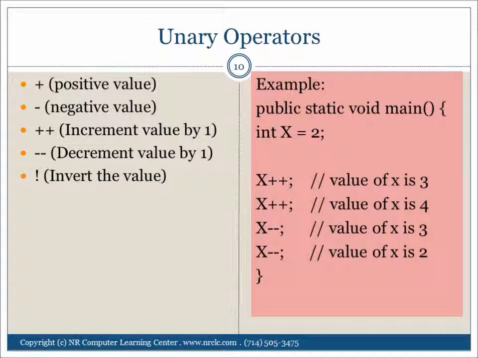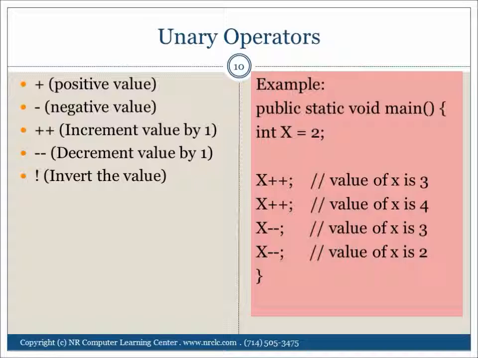Now we're going to look at unary operators. A positive number is indicated by a plus sign. A negative is indicated by a minus sign. If you see a plus plus, that means to increment the value by 1. If you see a minus minus, that means to decrement by 1. Exclamation mark means to invert the value.